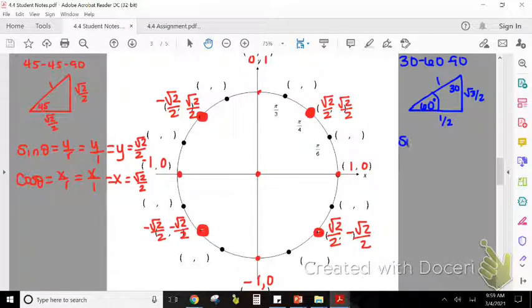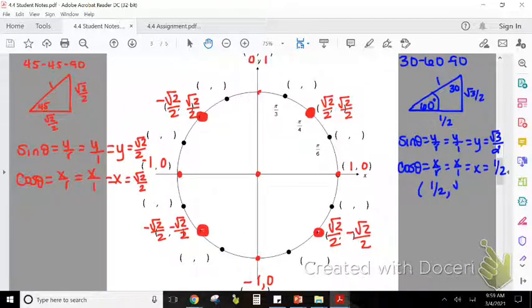Same idea, because sine is y over r. R is 1. So sine is going to be the y value. Well, if I look at the y value here, it's going to be the square root of 3 over 2. Cosine is x over r. R is 1, which means cosine is x. And our x value right here is 1/2. So we come out with the ordered pair for 60 degrees to be 1/2, comma, the square root of 3 over 2. So at 30 degrees right here, I'm going to put 1/2 and the square root of 3 over 2.